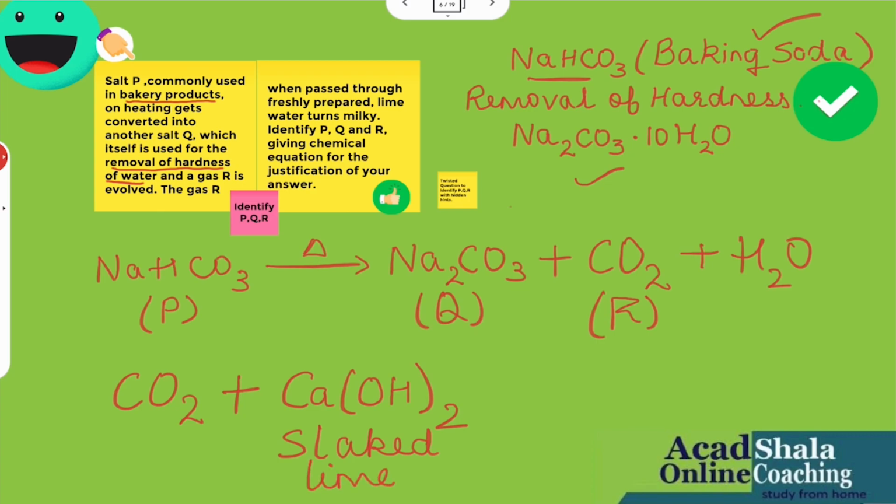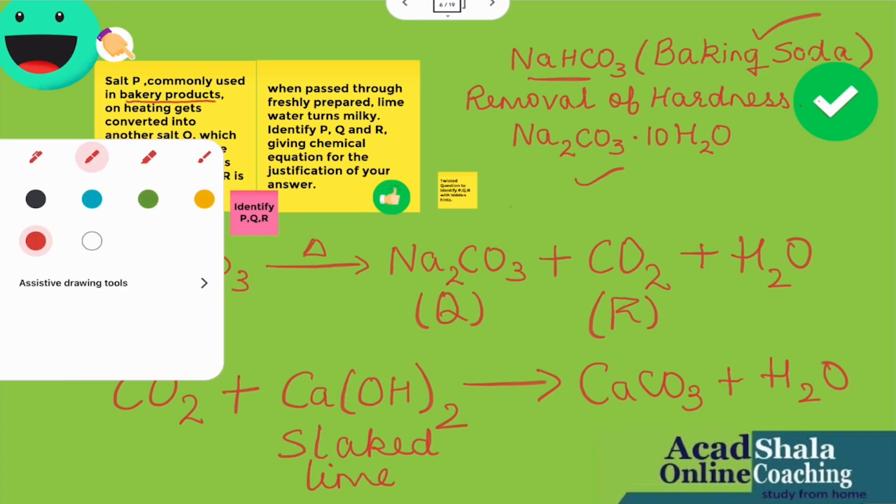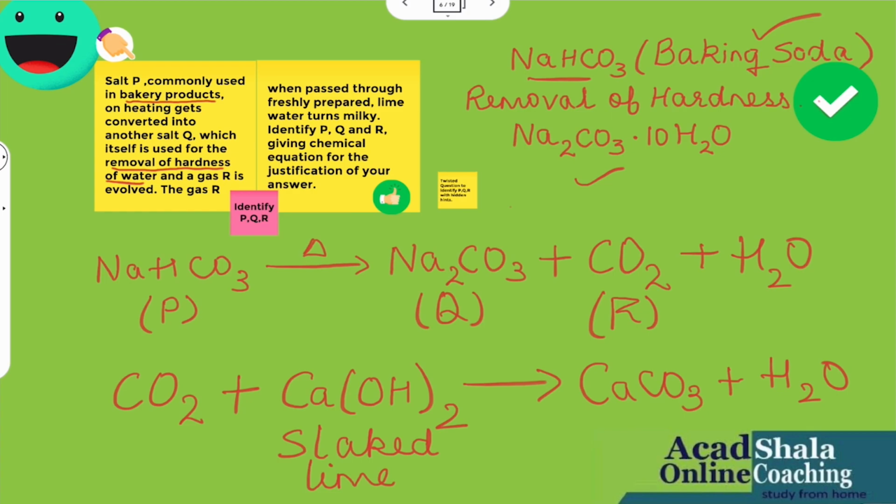Children, all these things you should know. Correct? After this, what happens when it passes through lime water? We get which product? We get calcium carbonate. Did you get me, children? Calcium carbonate plus water. Am I clear, children? This thing is clear up till here? Okay. Now, after this, you should also know that calcium carbonate, which is formed, is white in color.